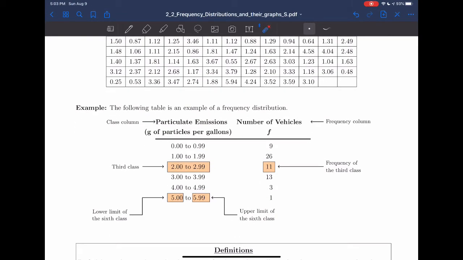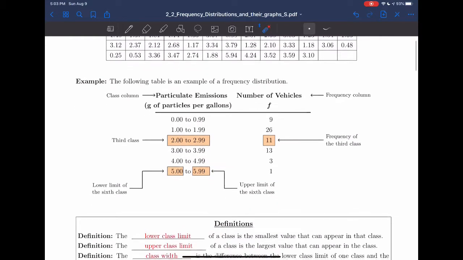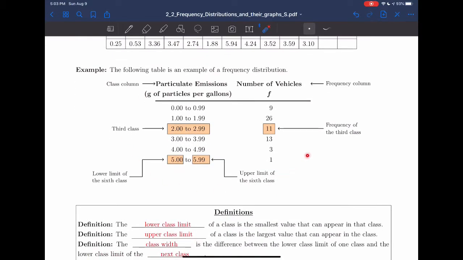Okay, so in each class, we have something called a lower limit, which is the smallest number within these two intervals, and an upper limit, which is the highest number of these two intervals. So this is what a frequency distribution looks like for quantitative data.